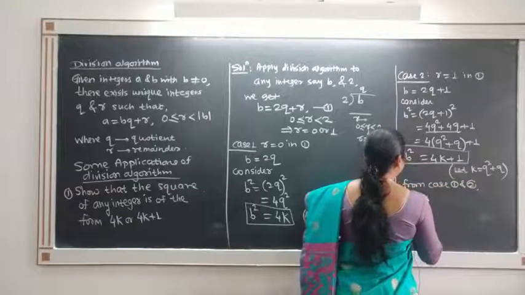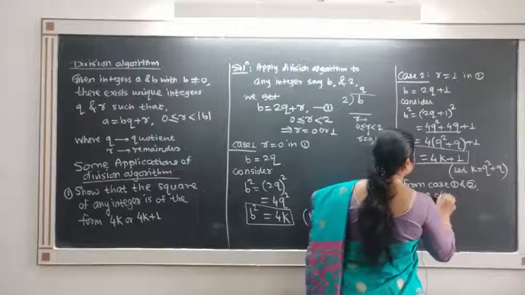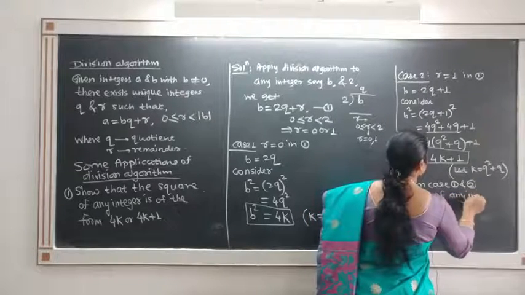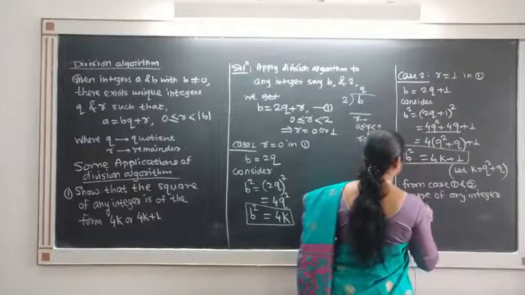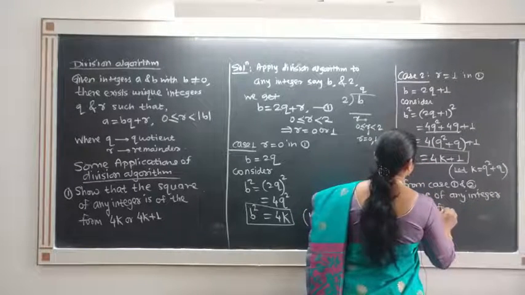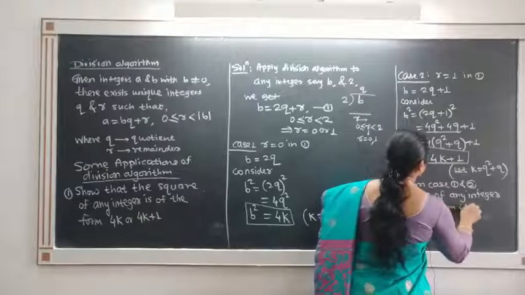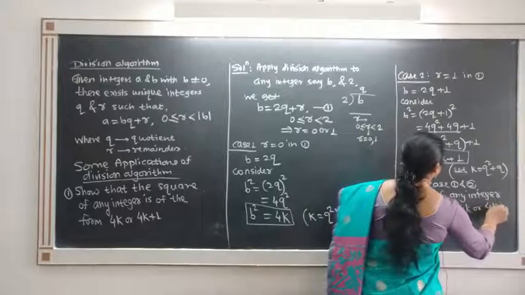So from case 1 and 2, the square of any integer is of the form 4k or 4k plus 1.